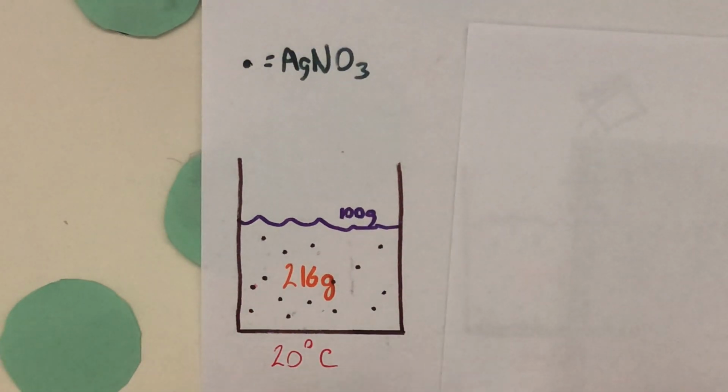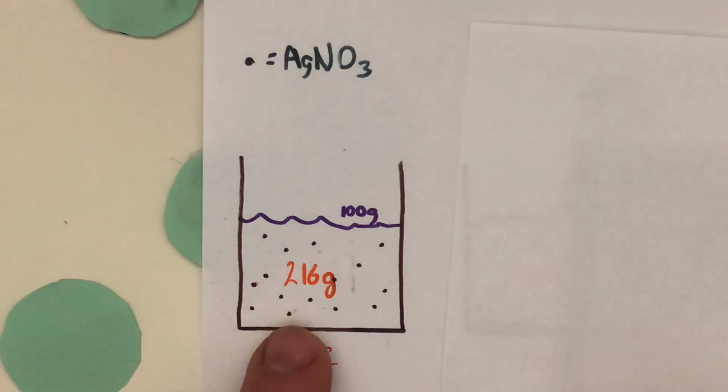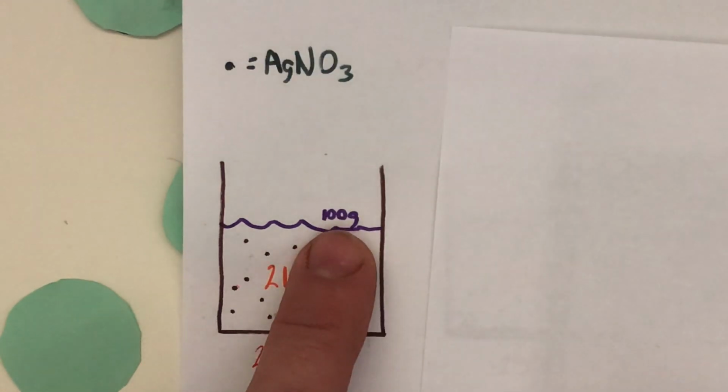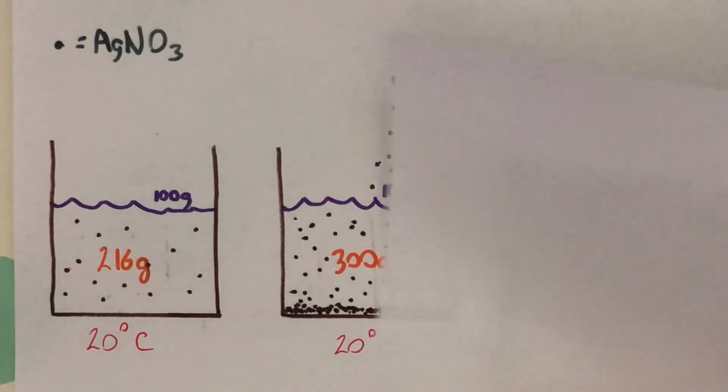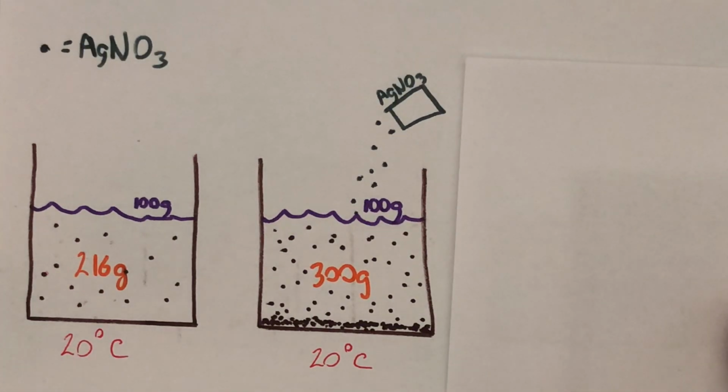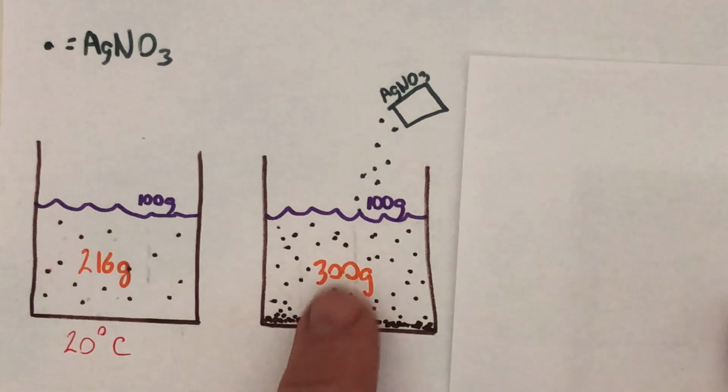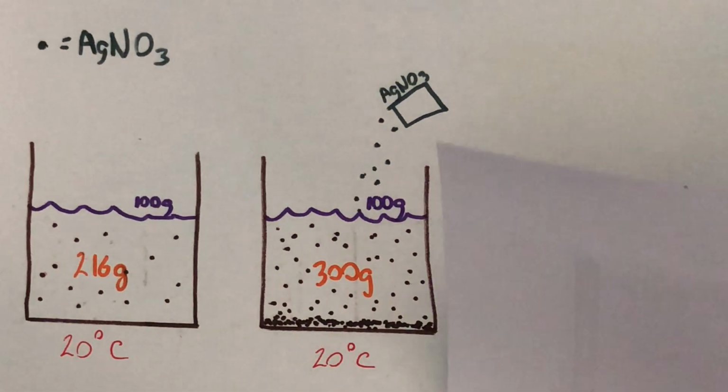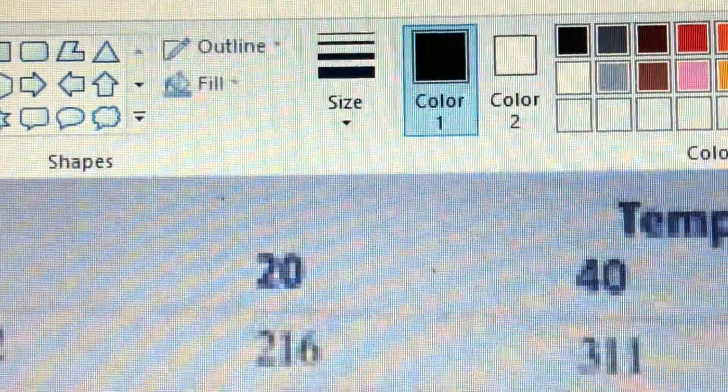So here's AgNO3 at 20 degrees Celsius. We can put 216 grams of AgNO3 into 100 grams of water. So let's add more. I'm adding more AgNO3. I've got 300 grams in there in 100 grams of water. Will that all dissolve at 20 degrees? No, only 216 grams will dissolve.